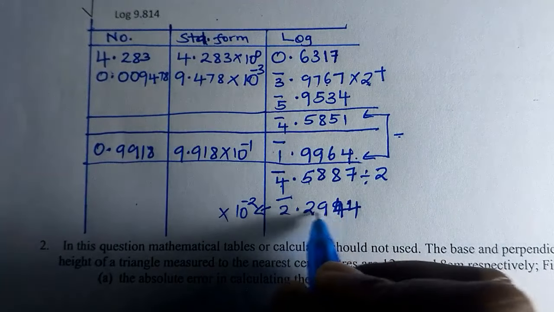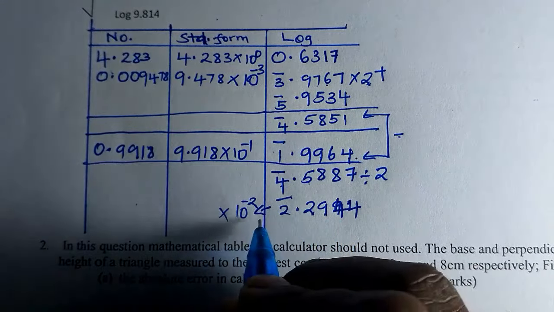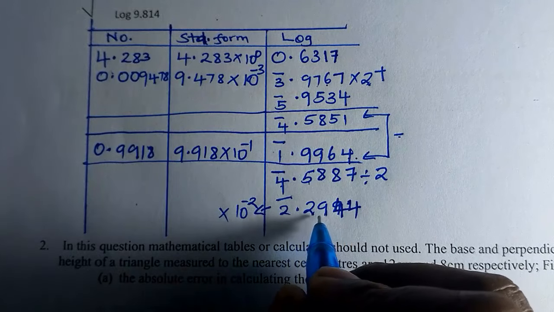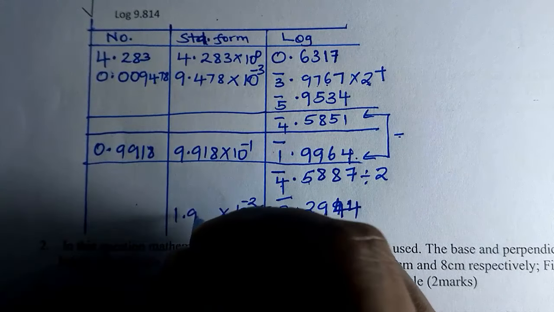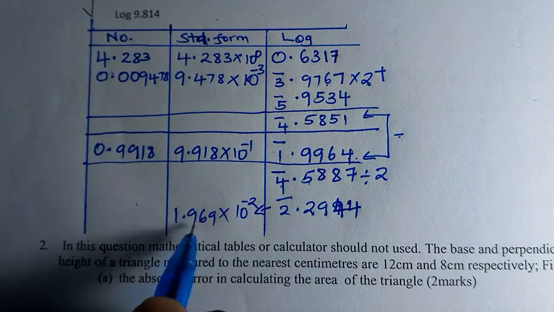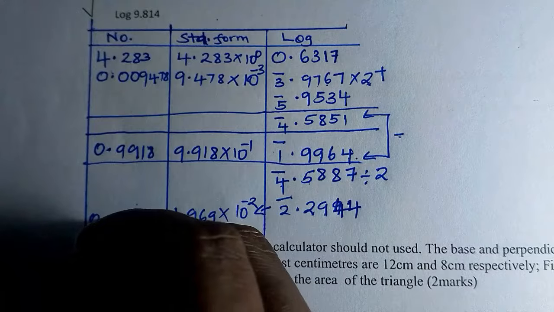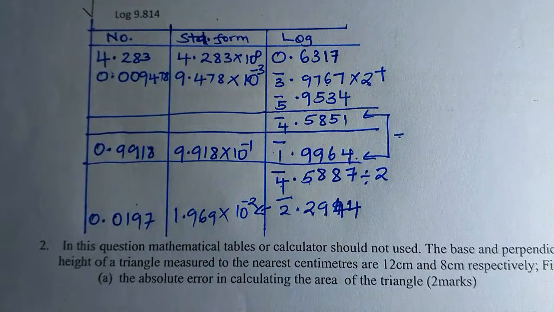So you press your calculator, shift log. It will give you the number, 0.2944. You will get 1.969. So this means you divide by 1,000, and that gives you 0.0197. So that is the correct answer for that.